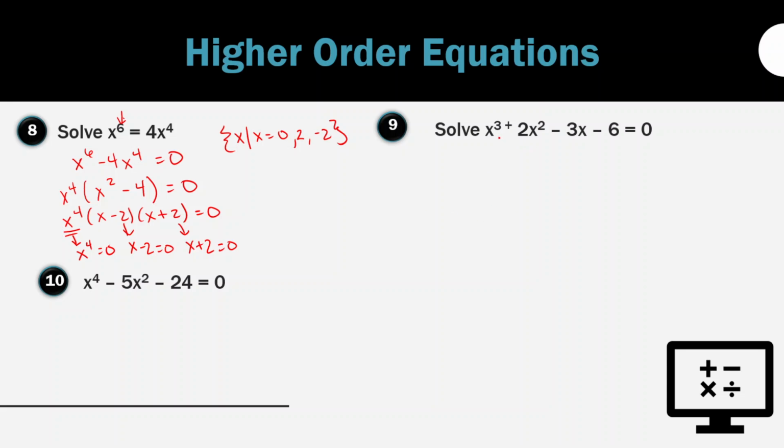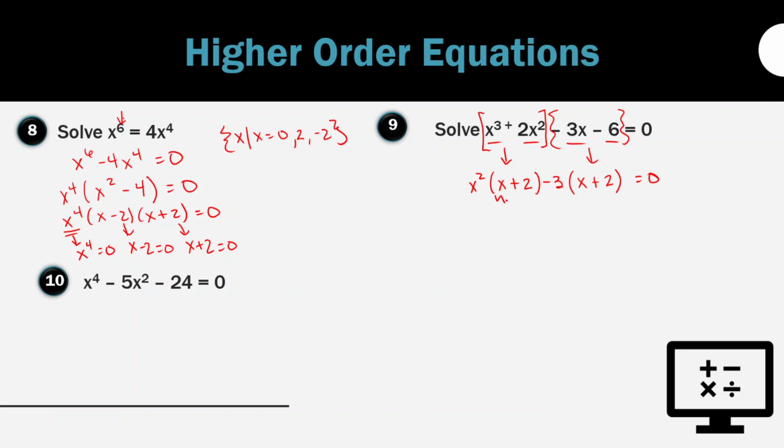In example 9, I've got 4 terms. So one of the methods for doing this is called factoring by grouping. So what I'm going to do is take these first 2 terms and factor out the common factor. So I can take an x squared out of both of them. Then I'm going to take the next 2 terms and factor them. So they both have a negative 3, and that would leave me with x plus 2.